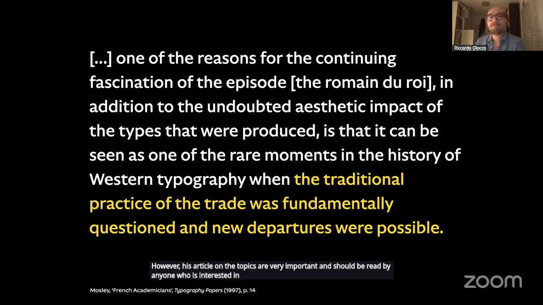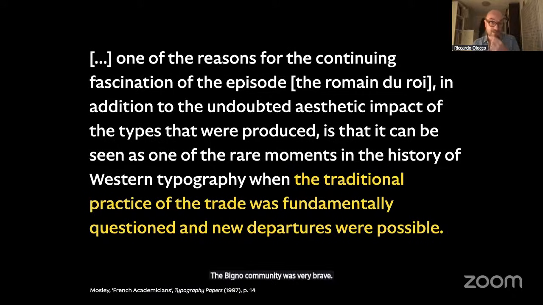The Bignot committee was very brave, or maybe very naive, to base a type design on applied reason, because this is what they did. And I think that the independent logic by which they approached their task is really noticeable.